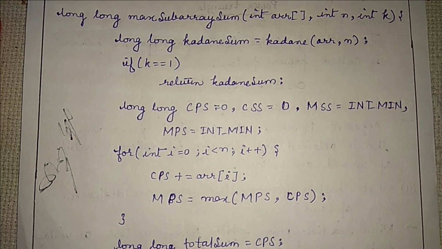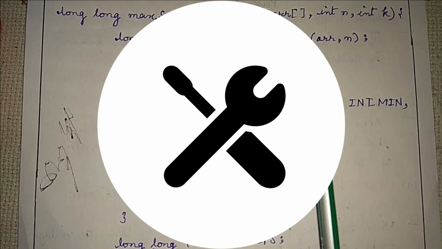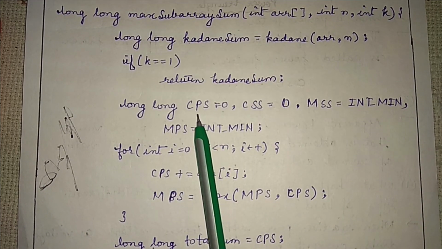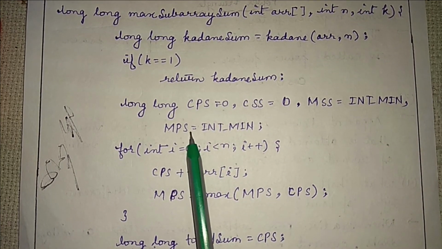Now, the major problem arises here when the k is not equal to 1. So I am taking CPS, which here stands for current prefix sum, current suffix sum, max suffix sum, and max prefix sum. I am taking current prefix sum as 0, current suffix sum as 0, max suffix sum and max prefix sum, since we haven't taken any sum yet, initially I have initialized it with int min, or you can also use long min since our variables are in the long form.